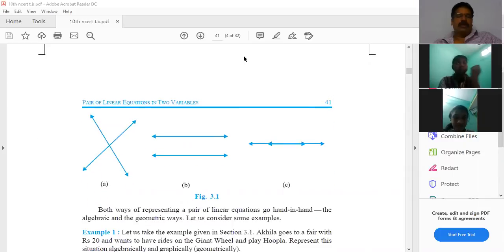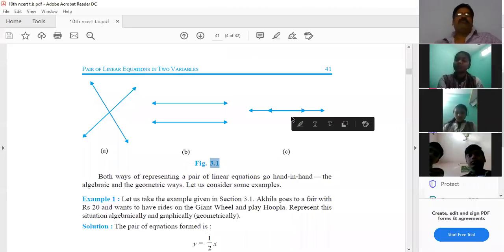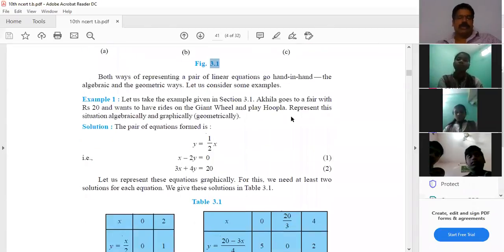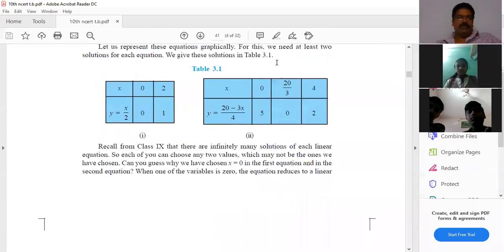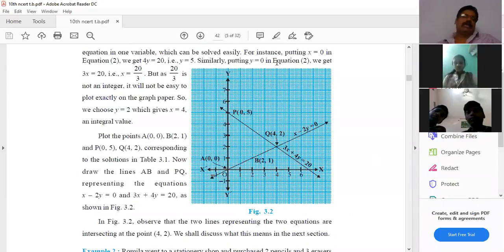Graphically, how do we solve a pair of linear equations? There are three possible cases in the graph. In case 1, the two lines are intersecting; in case 2, they are parallel; and in case 3, they are coincident lines. These are the three possible ways if you draw the graph of a pair of linear equations in two variables. Yesterday we drew the graph and got one solution, the intersecting lines.